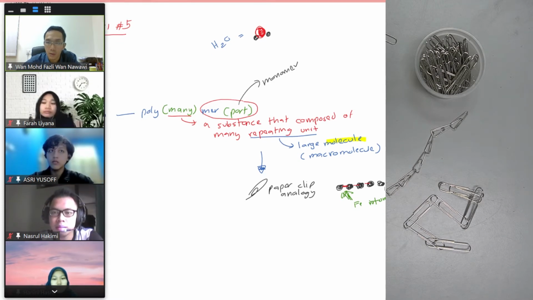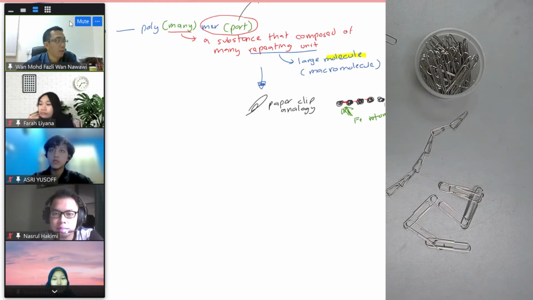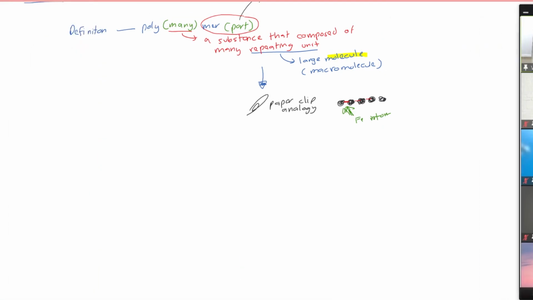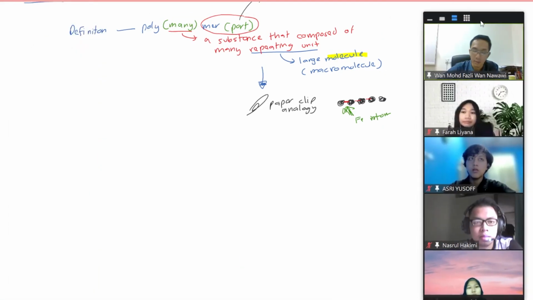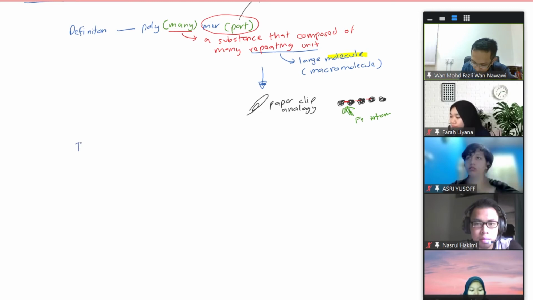Okay, so now let me remove this. Let me go here first. So that is the definition of the polymer. Now we go to the types of polymer.